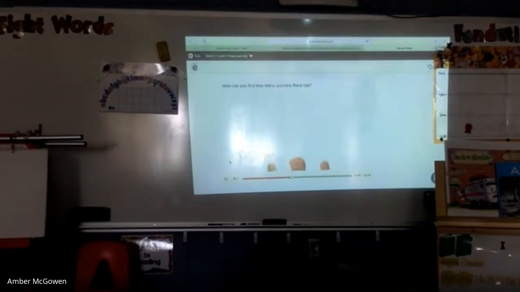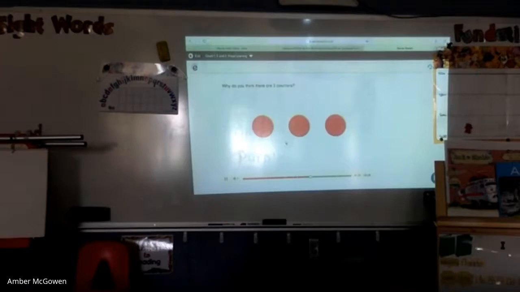How can you find out how many counters there are? So what are the 2 ways we can do this? Mark them or touch them. Yep. You can count the counters. Does it matter which counter you count first? No, you can start with any one of them. Let's start with this one. 1, 2, 3. How many counters are there? There are 3 counters.